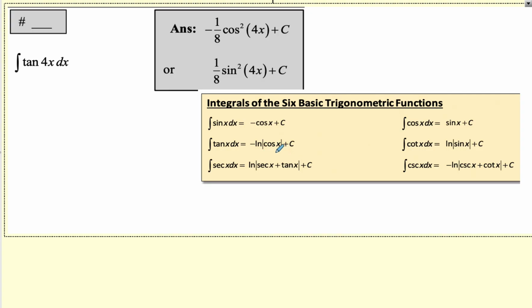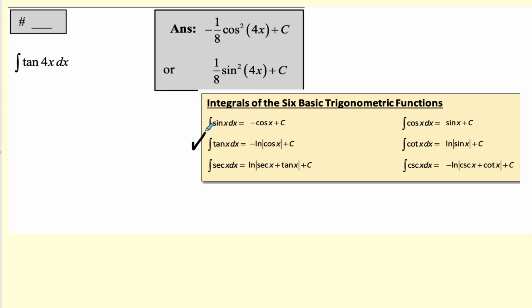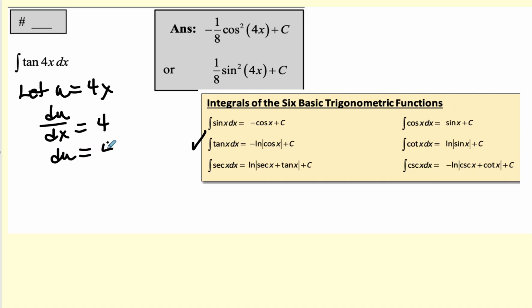I can see that it looks a lot like this one, integral of tan x dx, but this is just a plain old x, and I have a 4x here. So I'm going to let u equal to 4x. So du dx will equal to 4. Du, bring the dx to the other side, 4 dx. I only have a dx, so I'm going to take that and take it to the other side. Okay, so now I have a way to replace dx.